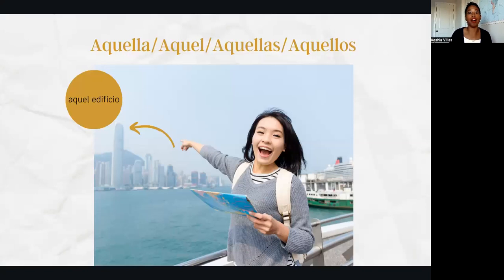This is an example of aquel edificio. Aquel edificio, all the way over there. Probably it's going to take a while to try and get there, right? So this is an instance where we would use aquel, which means that over there, far away, all right? Okay, there you have it. There are your demonstrative adjectives, which closes out our series on Spanish adjectives here at Bridge the Gap Spanish on the Bridge the Gap Spanish channel.